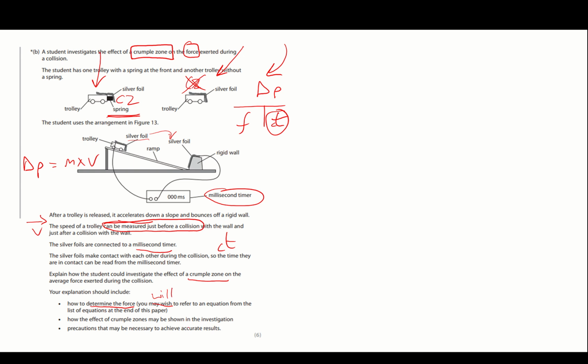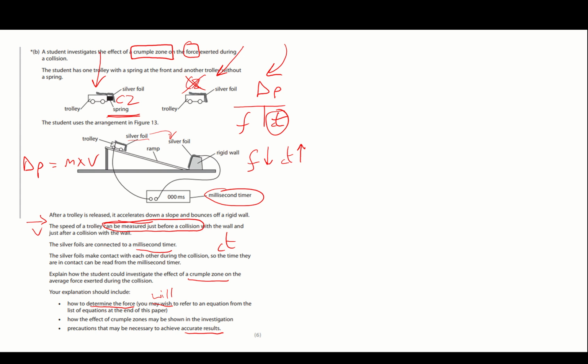How the effect of the crumple zones may be shown. So I said to you, 0 people have ever died going quick. They've all died stopping quickly. So we should see that the force goes down if the collision time goes up, and vice versa. Short collision times, big force, not a good thing. So what precautions to achieve accurate results? That's just going to be what are the things that we're going to control in the practical.